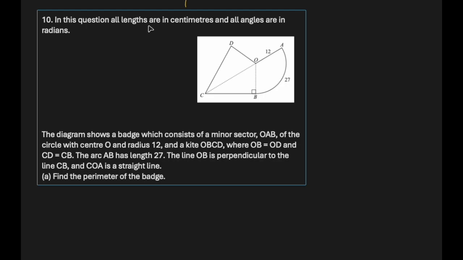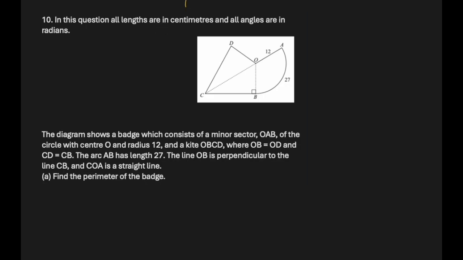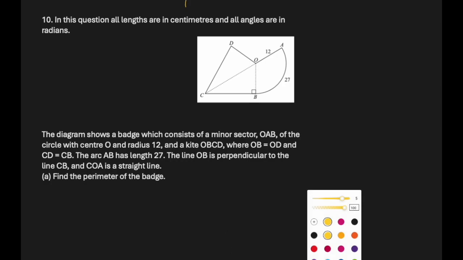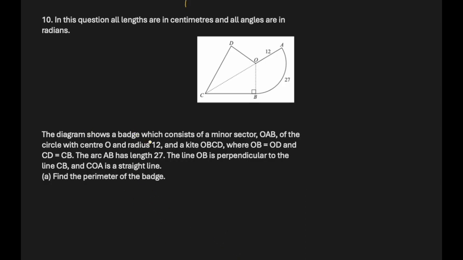In this question, all lengths are in centimeters and all angles are in radians. The diagram shows a badge which consists of a minor sector, this is the minor sector OAB, of the circle with center O. That means this is 12, this is also 12, if this is the center. And a kite, OBCD. OB is equal to OD, so this is also 12. And CD equal to CB.